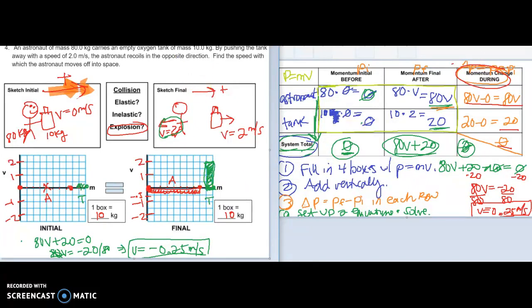Basically, here I can see those are each half a box. So I have 1 box, 2 boxes, 3 boxes, and 4 boxes. And here I see 1, 2, 3, 4 boxes. So I have a negative 4 and a positive 4, and remember my initial momentum was 0.